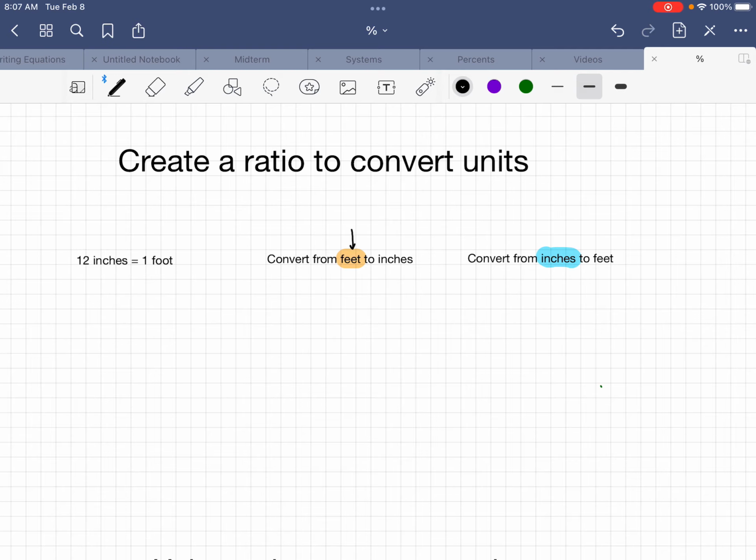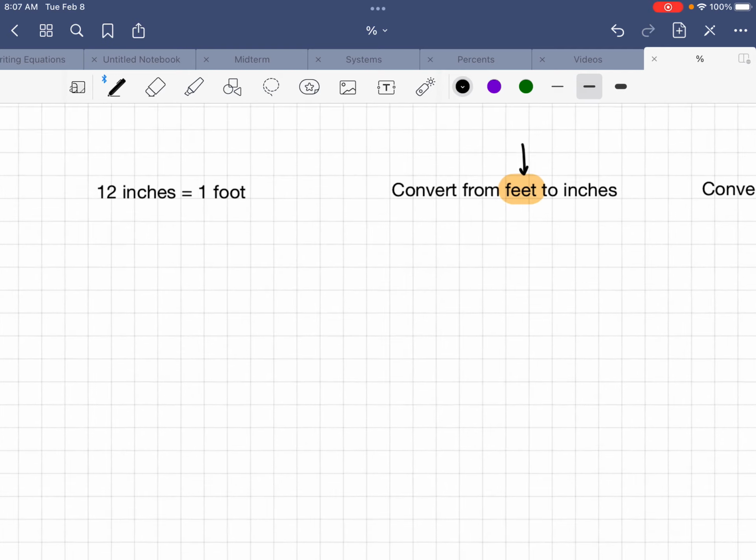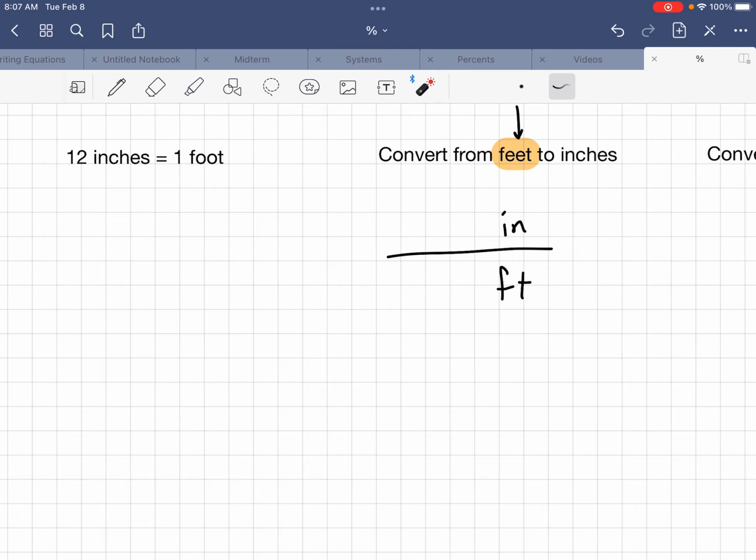We're going to put the feet in the denominator of a fraction, and we're going to put the inches in the numerator. So whatever we're trying to get rid of, at least at this point, is going to go in the denominator, and whatever we're trying to convert into is going to go into the numerator. So we have 12 inches in the numerator, and we have 1 foot in the denominator.